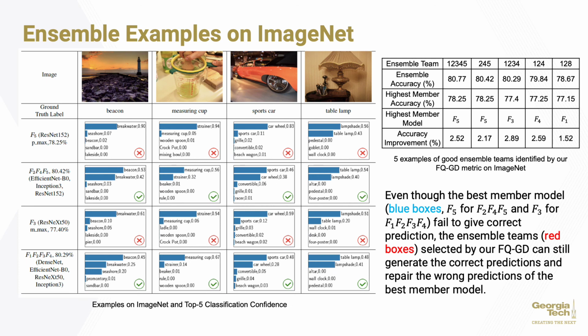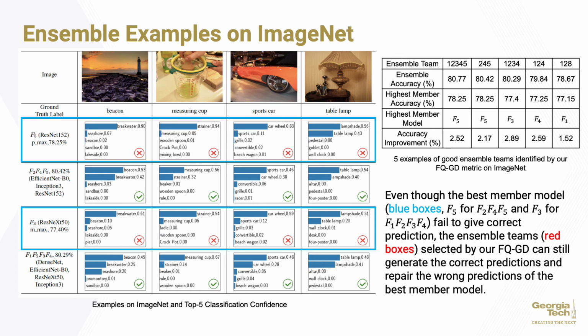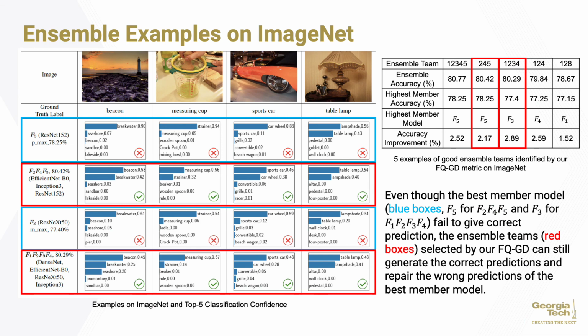We further visualize several ensembles via a few image examples. Even though the best base model of an ensemble team fails to give correct predictions, the ensemble teams selected by our FQGD can still generate the correct predictions, repairing the best base model's mistakes.